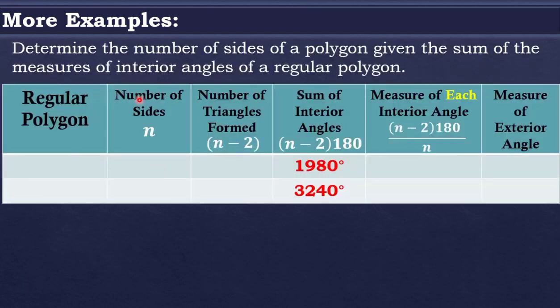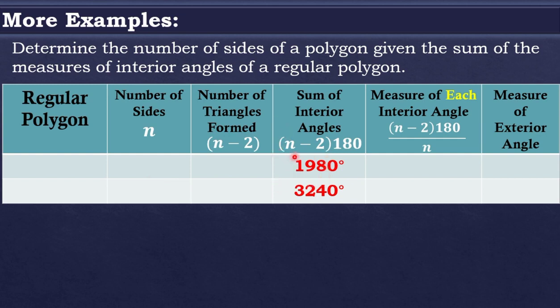Let's have more examples. Determine the number of sides of a polygon given the sum of the measures of interior angles of a regular polygon. So, paano daw po kung ang given natin ay yung sum? Sum ang given. So, ang pinapahanap sa atin ay yung number of sides. So, ito baliktad naman. Okay? So, ito ang given. Paano po natin ito sasagutan?